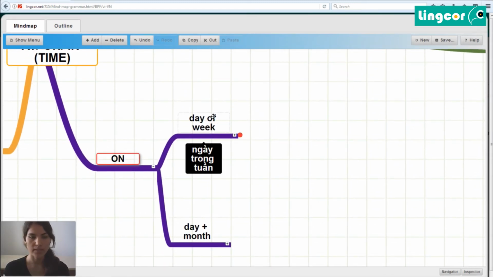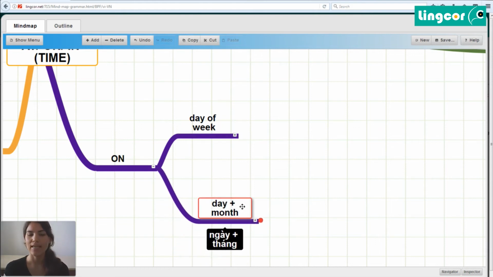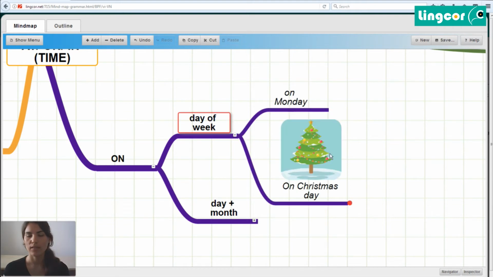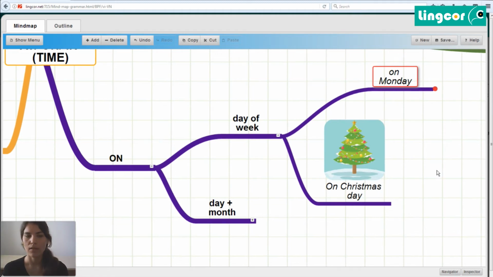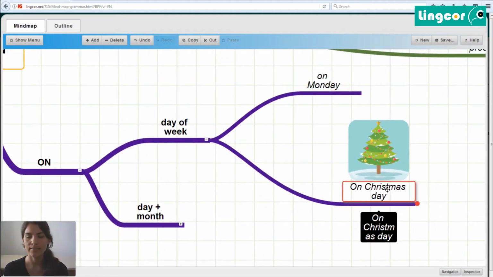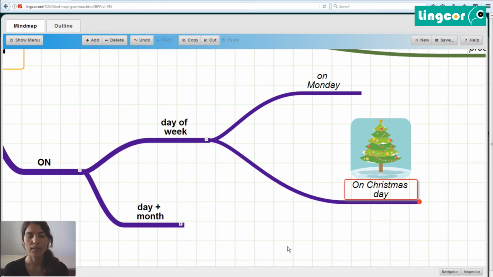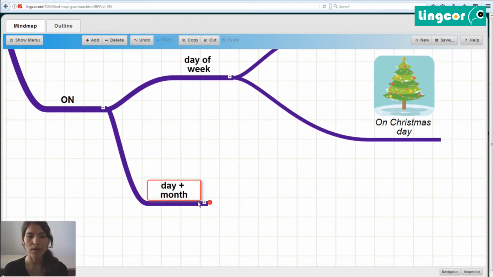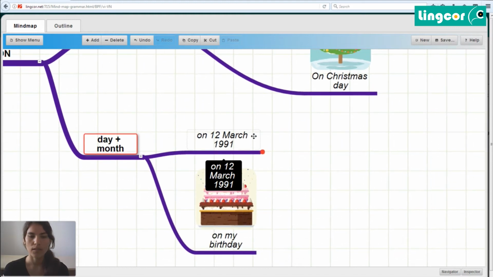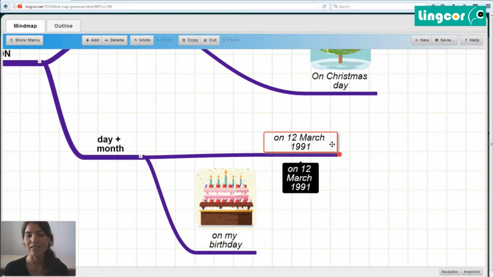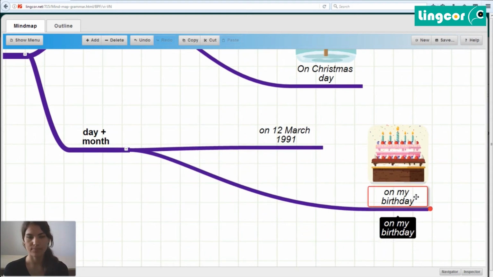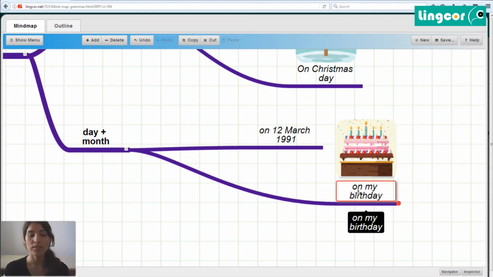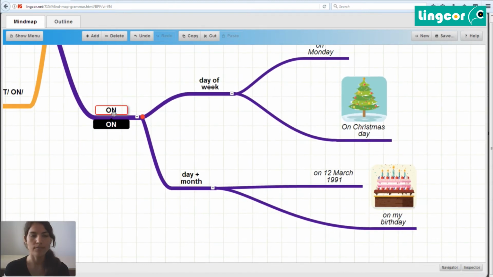So we're using on for days of a week and a day plus month. So day of a week. Let's see. On Monday. On Christmas Day. Both using on. Now let's see day plus month. So on 12th of March, 1991. And on my birthday. So these are all examples of when to use on.